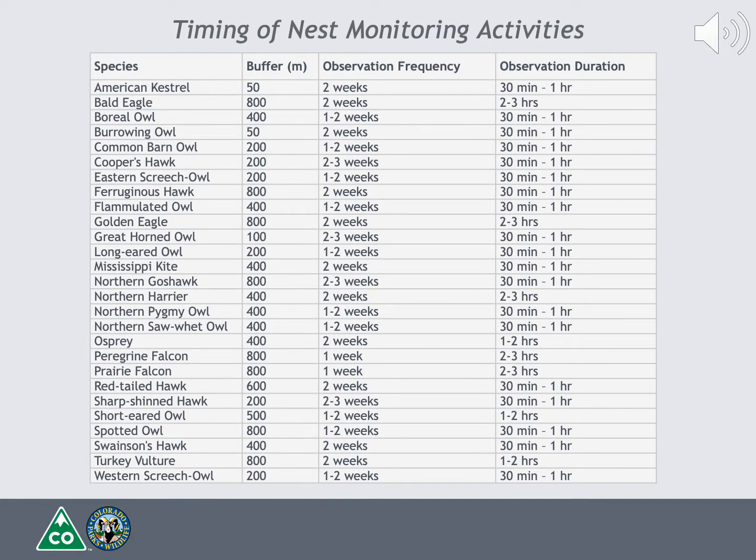This table shows nesting observation guidelines, including buffer distance, frequency, and duration for different raptor species. You can find this table on page 7 of the Volunteer Handbook. The information in this table, along with the breeding phenology table from Module 1, will help you create a monitoring plan for the species in your park.